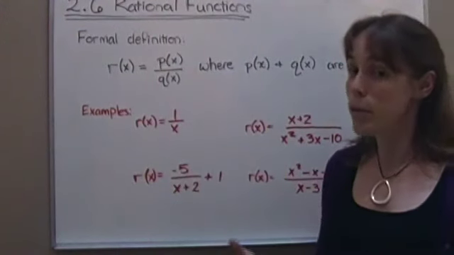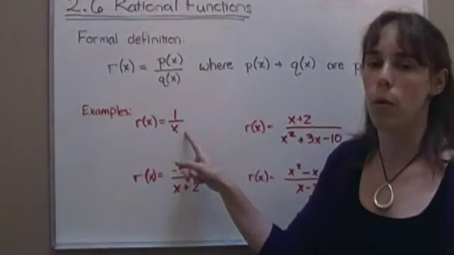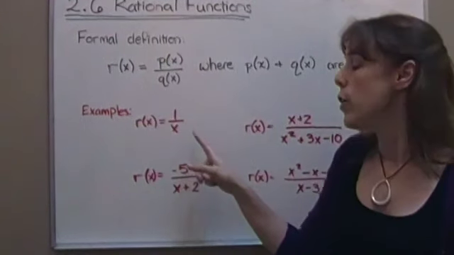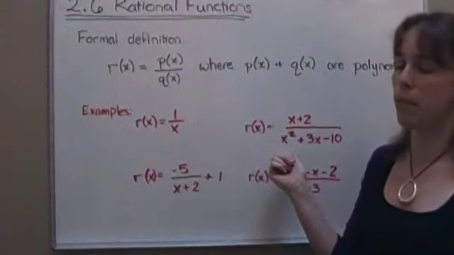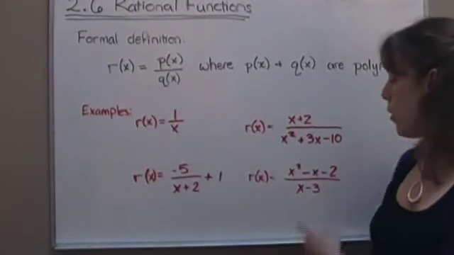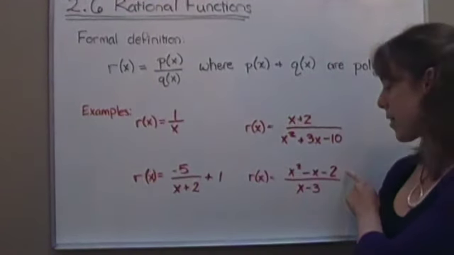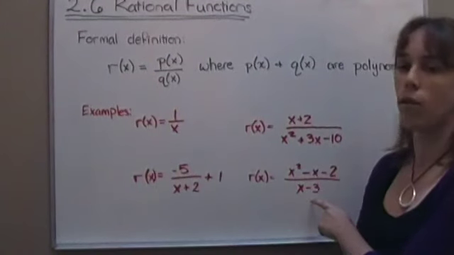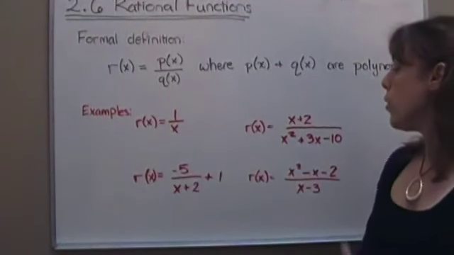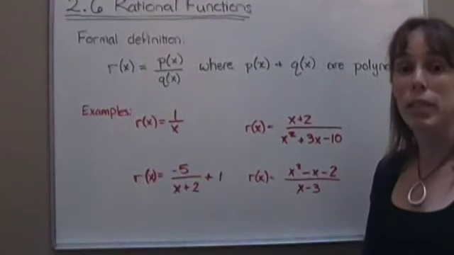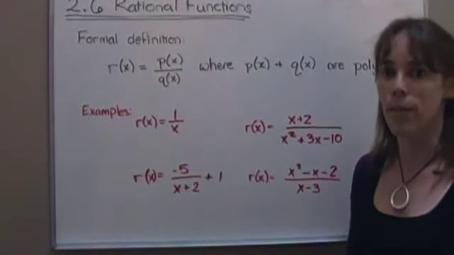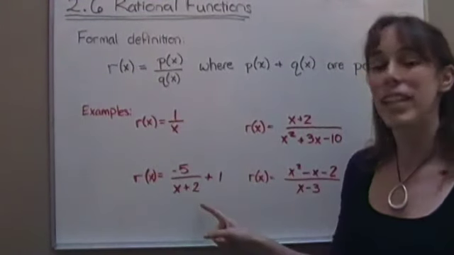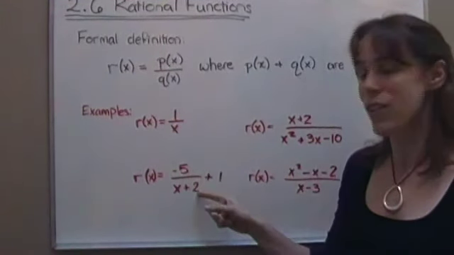So some examples of rational functions, the most basic one, 1 over x. You could have x plus 2, that's a polynomial, over x squared plus 3x minus 10. You could make the fancy one on top, x squared minus x minus 2 over x minus 3. You could make these have higher degrees. They could be an x to the 5th and x to the 8th. Wouldn't that be fun?